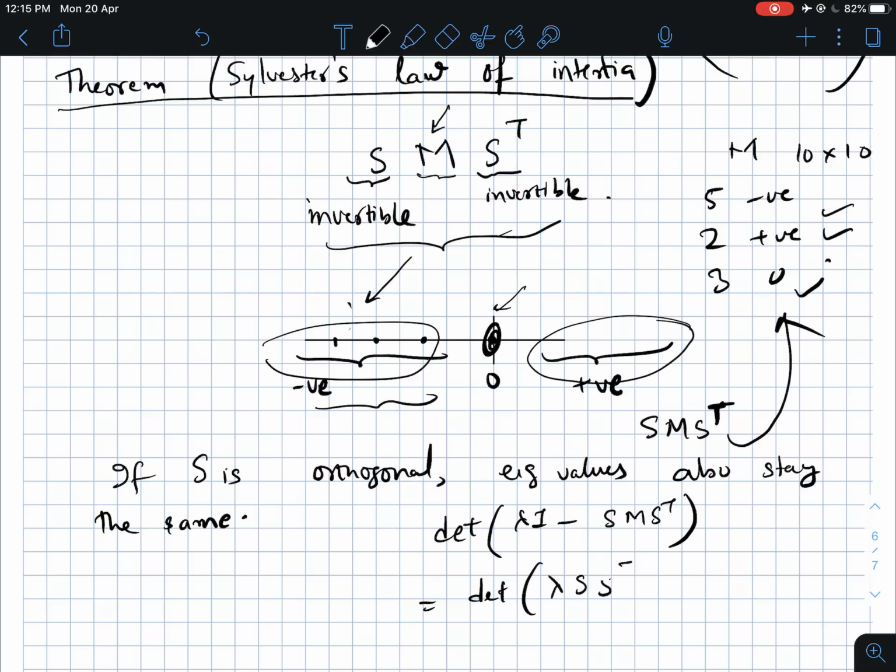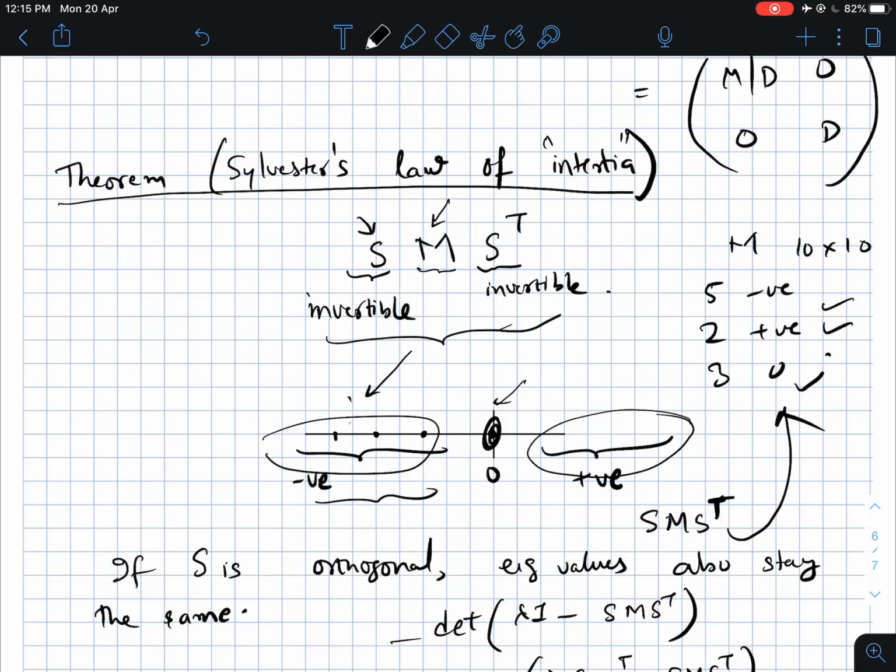What Sylvester's law of inertia is saying is that even if S is not orthogonal, as long as it's invertible and you have S and S transpose outside, the eigenvalues may change, but the overall decomposition of how many positive, negative and zero eigenvalues there are will stay the same. That will not change.